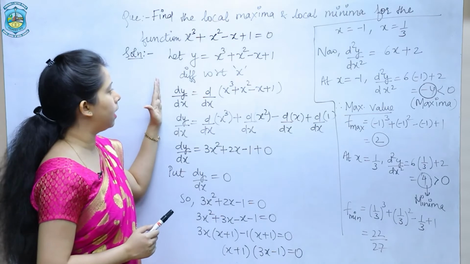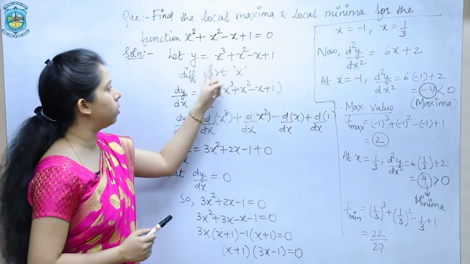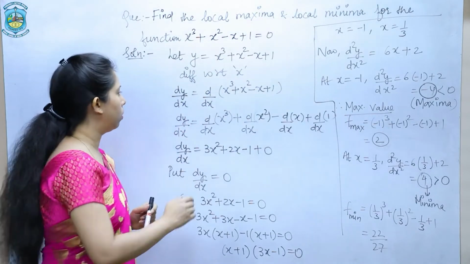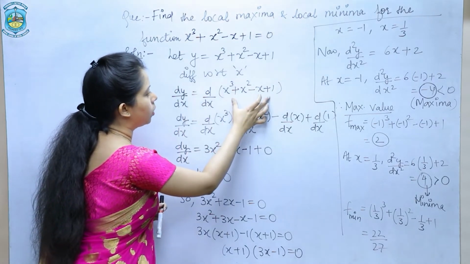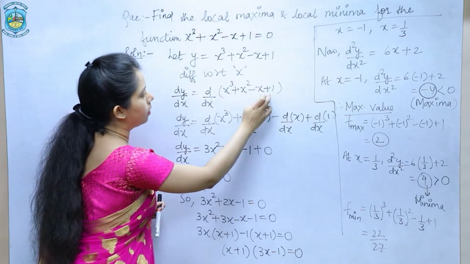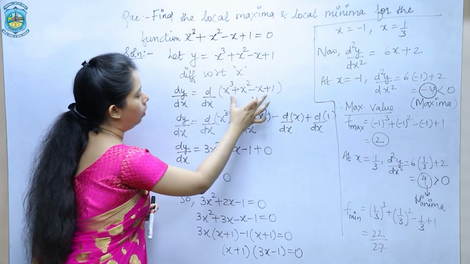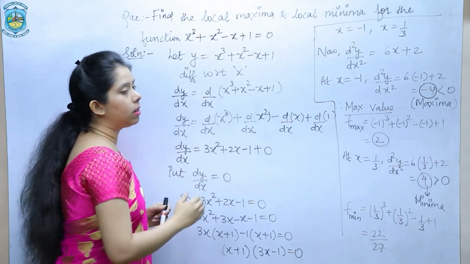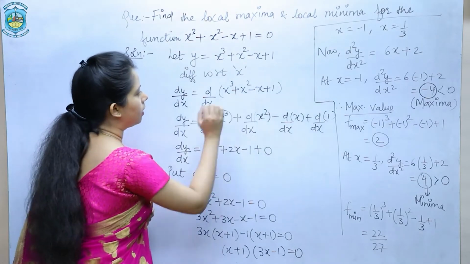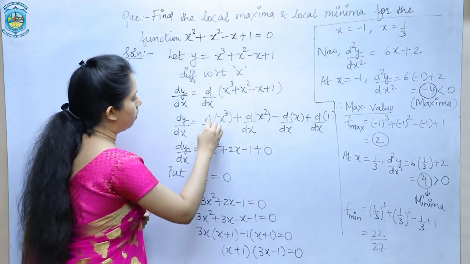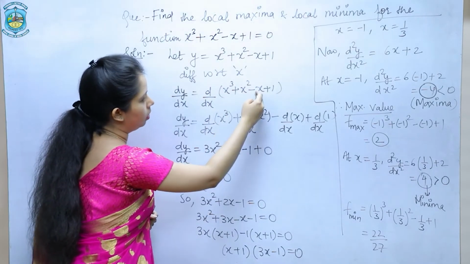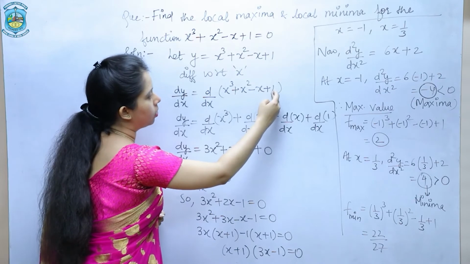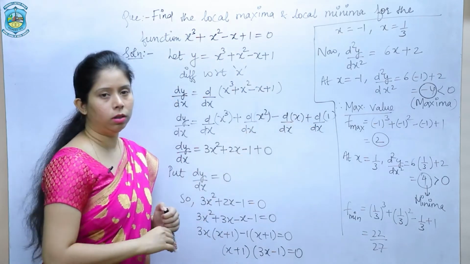Now, the very first step is to differentiate both sides with respect to x. So dy by dx is equal to d by dx of x cube plus x square minus x plus 1. We will apply the derivative of sum of functions on the right hand side. So that becomes d by dx of the first function plus d by dx of the second function minus d by dx of the third function plus d by dx of the fourth function.